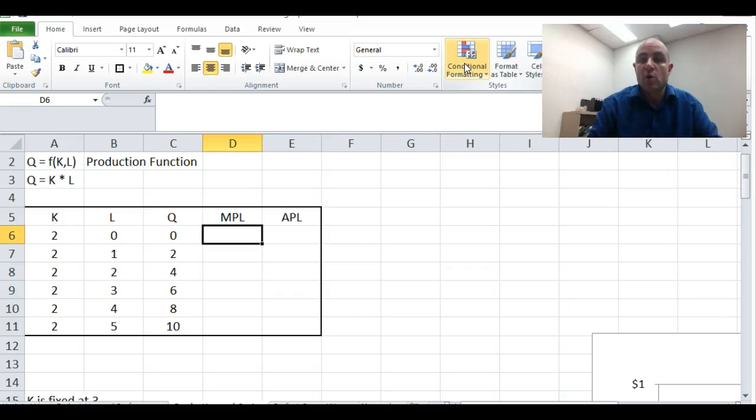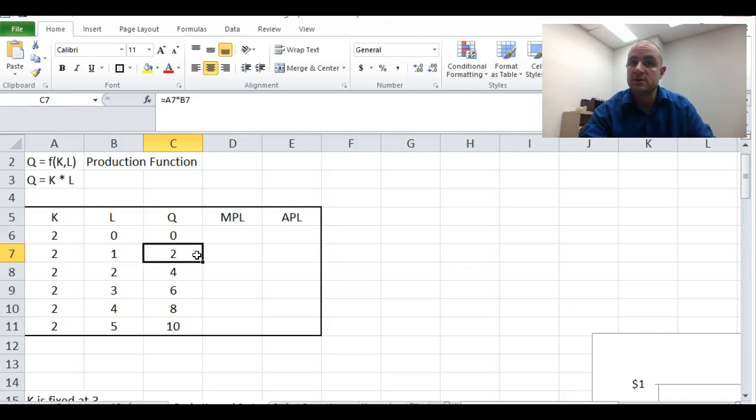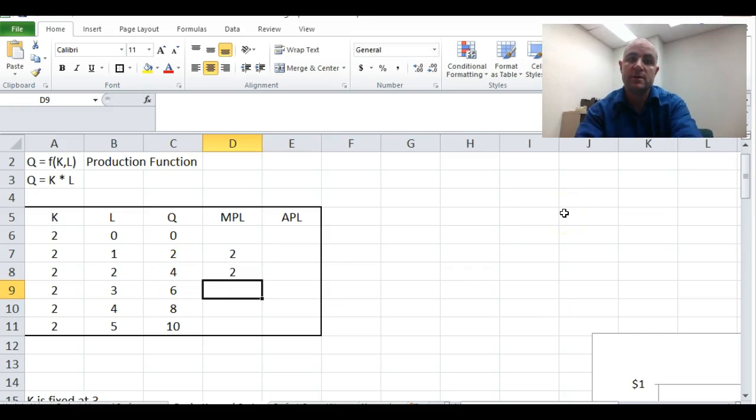Now, again, the marginal product of labor is the additional output from an additional unit of labor. And so when we look at this, when we go from 0 units to 1, our output goes from 0 to 2. So change in output, 2, divided by change in labor, 1. The marginal product of labor is 2. When we go from 1 unit of labor to 2, our output goes from 2 to 4. So it also goes up by 2, 2, 2, and 2.